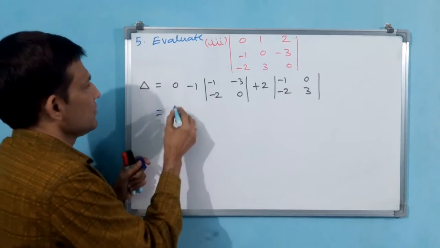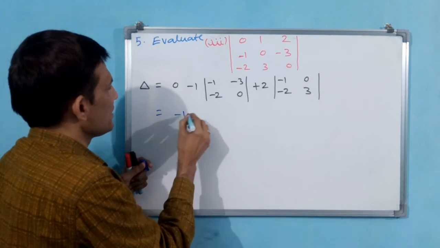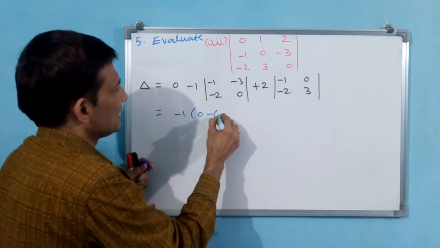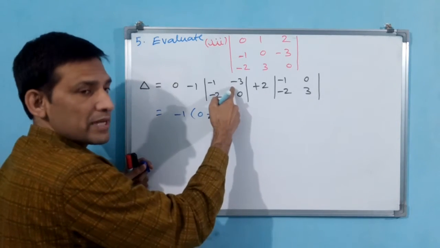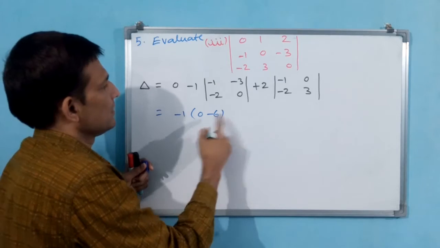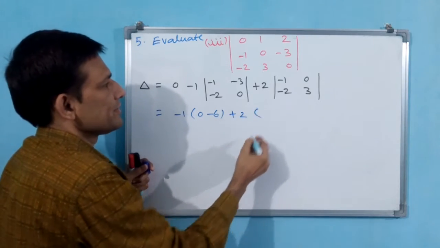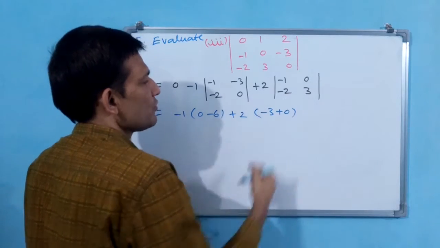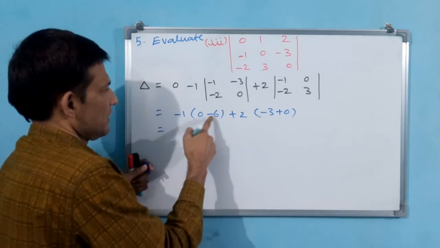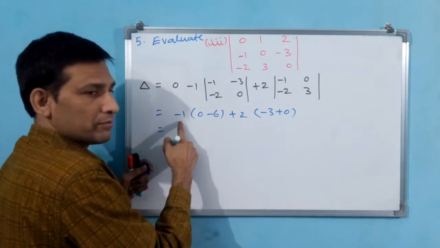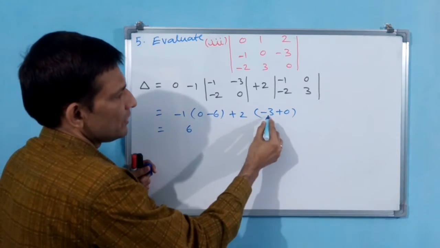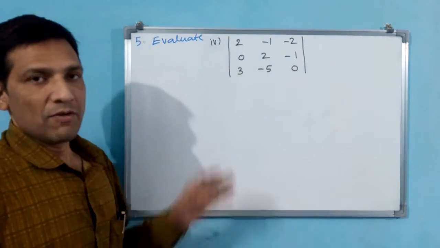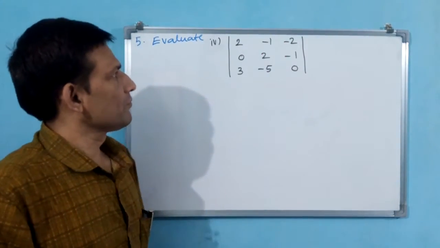Now you see 0 you need not write, but you see minus 1 into, see 0 minus 6. Why minus 6? Because minus into minus plus, but already minus is there. Plus 2 minus 3 plus 0. 2 into 0, 0. Okay? See minus into minus plus 6 minus 6. That is equal to 0.